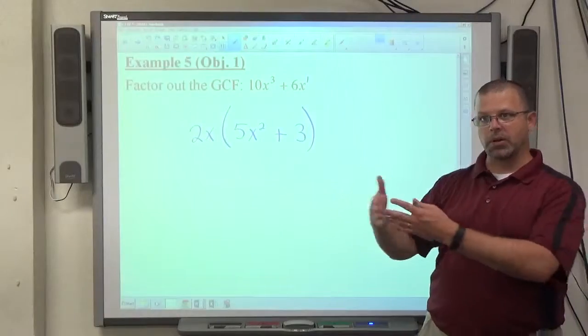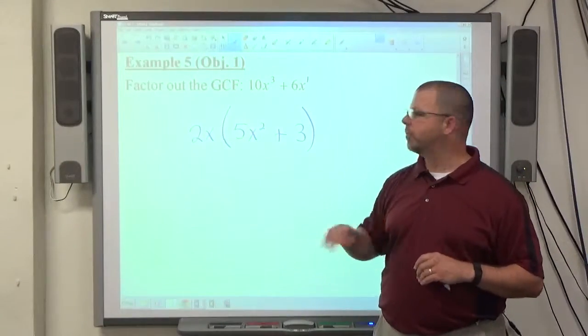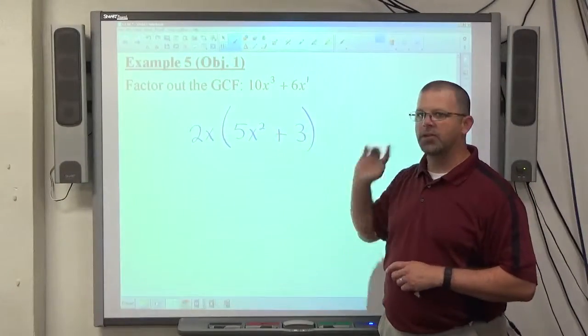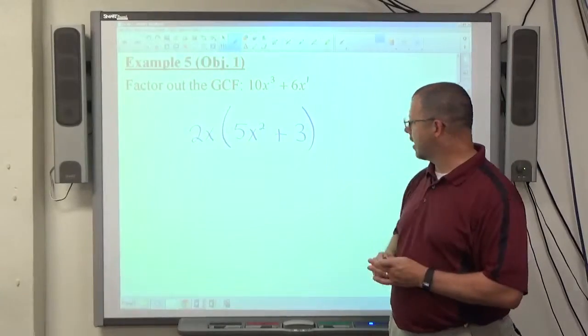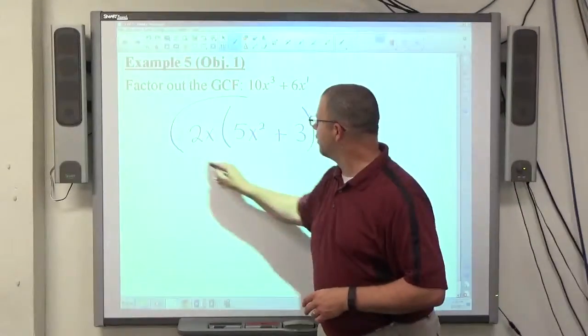If it's a trinomial, you might be able to factor with an x squared and a plus. But when it's just two terms, x squared plus automatically doesn't factor. So that's as much as we can do. This is the full answer.